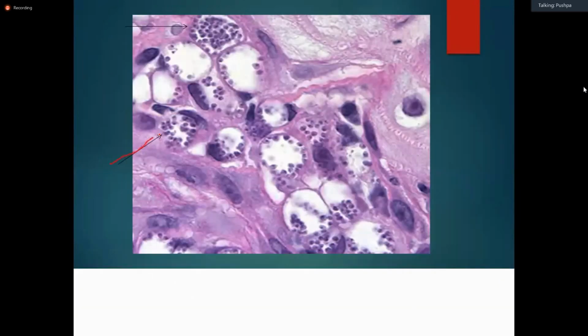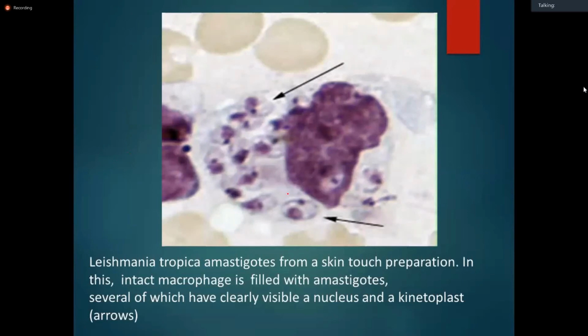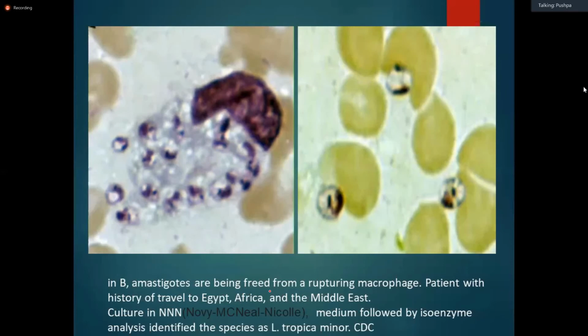Again, you can see the amastigote form in the tissues here. In Leishmania tropica, this is the amastigote form from a skin touch preparation. You can see inside the macrophage, the amastigote forms are seen here. Amastigotes are being freed from a rupturing macrophage. This is the cell, and the amastigote forms are being released here. And they can be cultured on NNN medium in the laboratory, which is Novy, McNeal, Nicolle medium, named after the scientists who devised that culture medium, with the appropriate amount of everything that is favorable for the growth of Leishmania.